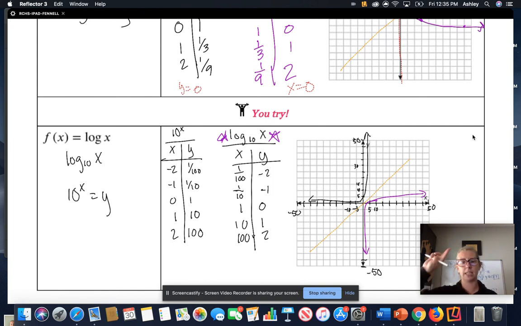10 to the power of something is going to grow rapidly. The logarithmic is just the inverse, so we're going to swap those values. Again, should look like a reflection over the line y equals x, which it does. So we're looking good here. Hopefully this makes sense to you.